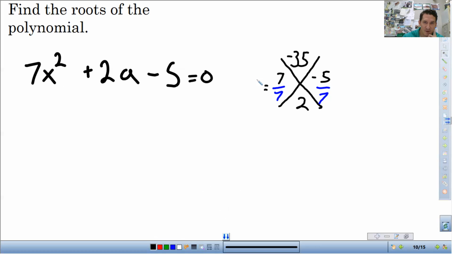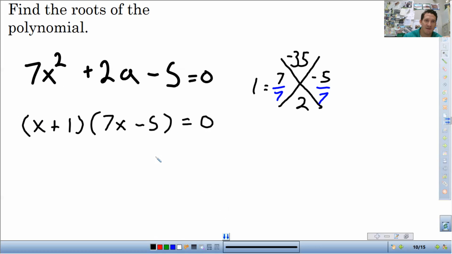So this 7 over 7 reduces to 1. So the factors can be x plus 1 times, the bottom goes in front of the x, so it's going to be 7x minus 5. So once I have the factors, I set them each equal to 0. So it's x plus 1 is equal to 0, or 7x minus 5 is equal to 0.